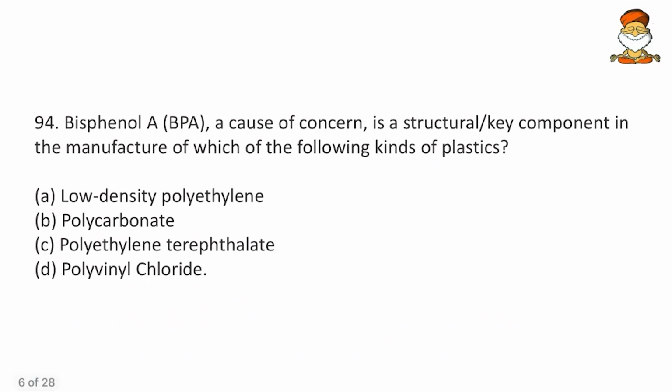Then bisphenol A, a cause of concern, is a key structural or key component in the manufacture of which of the following kinds of plastics? So friends, here we need to know something about organic chemistry. So phenol, what is the chemical formula of phenol? It is a benzene ring with OH like this. So benzene ring, wherever it is present, we will take that as the correct option.